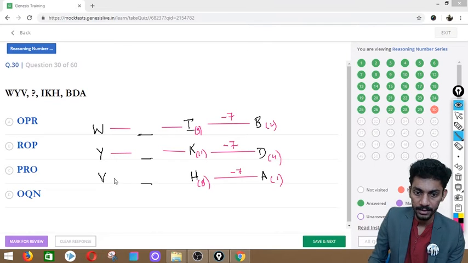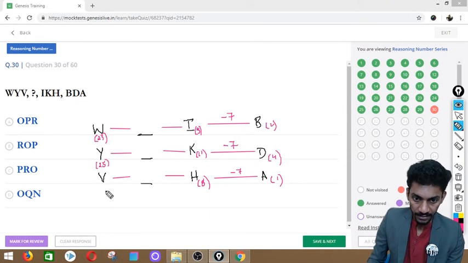So this is a pattern series. If one is following minus 7, everything will follow minus 7. So W is the 23rd letter, Y is the 25th letter and B is the 22nd letter.